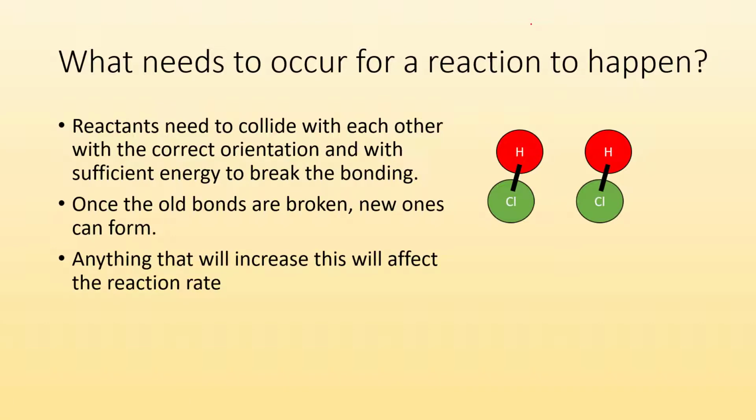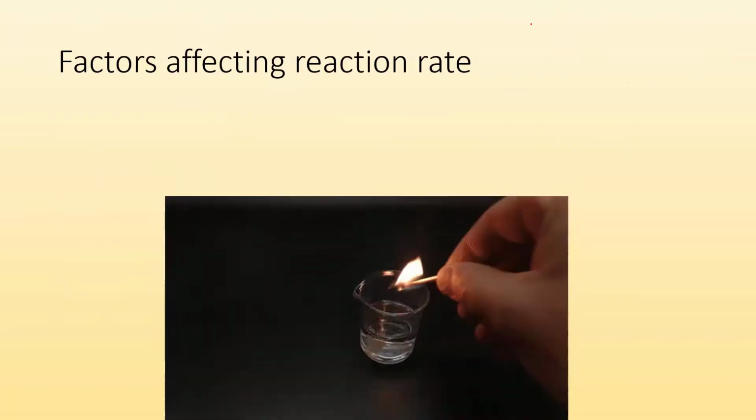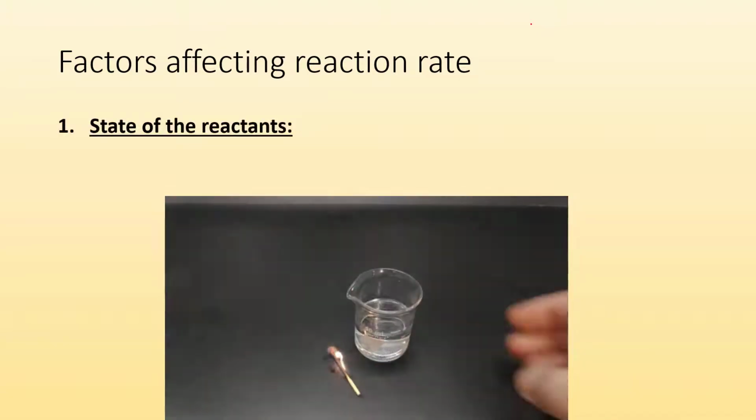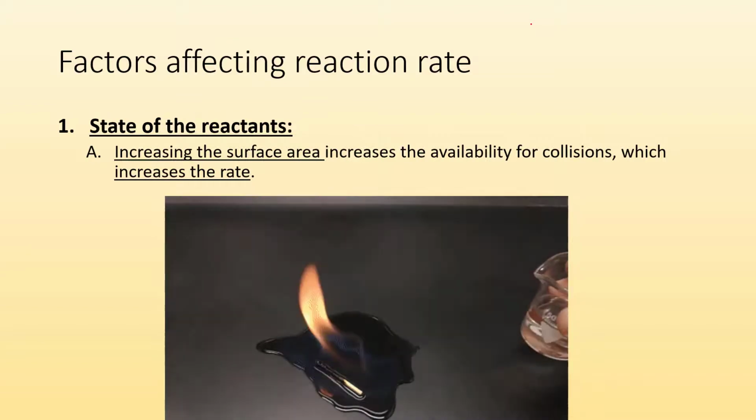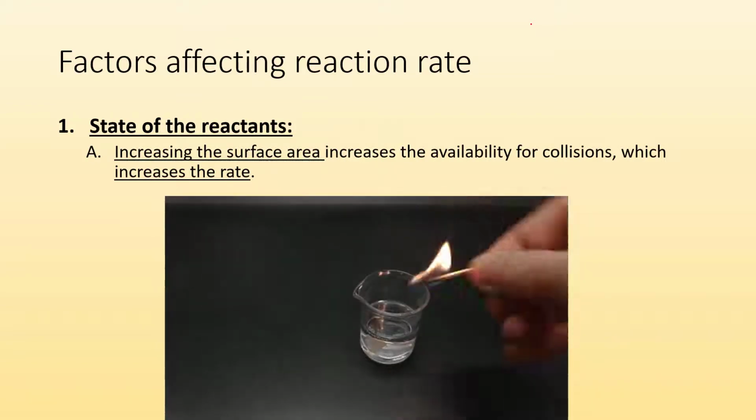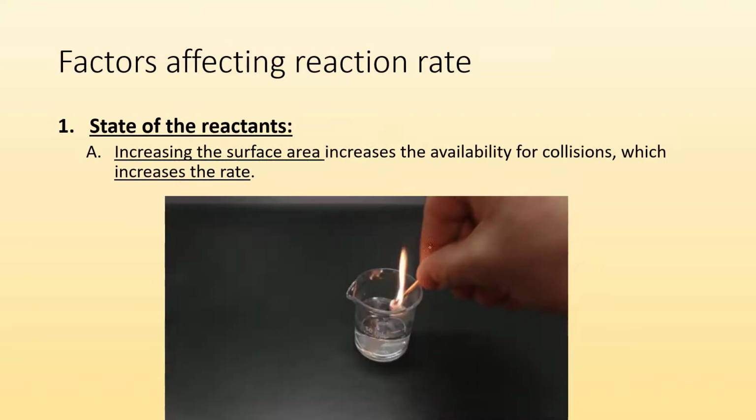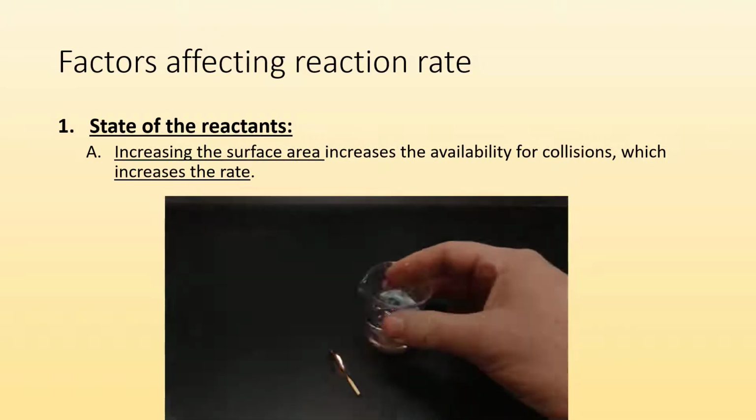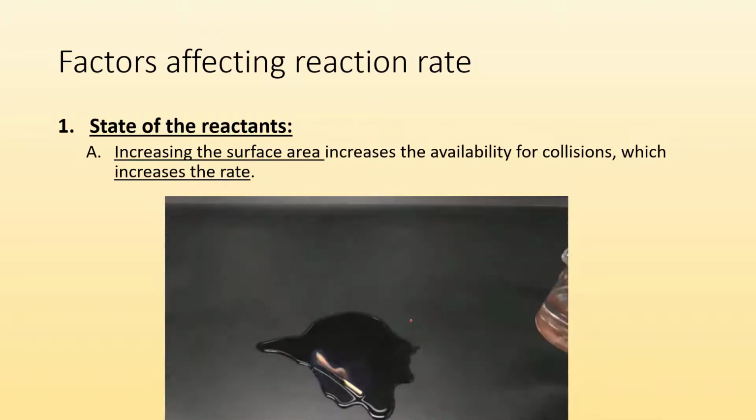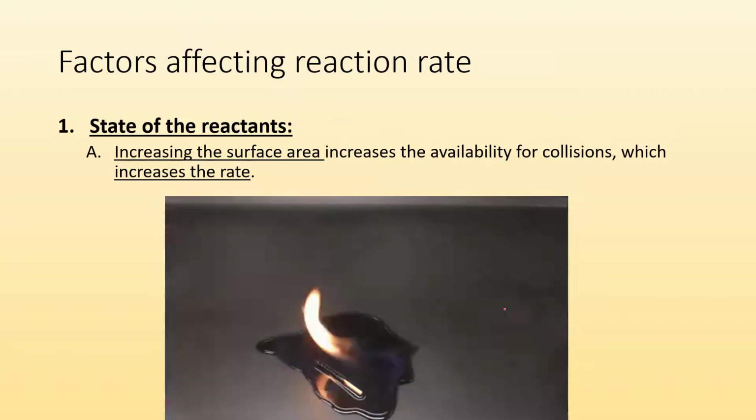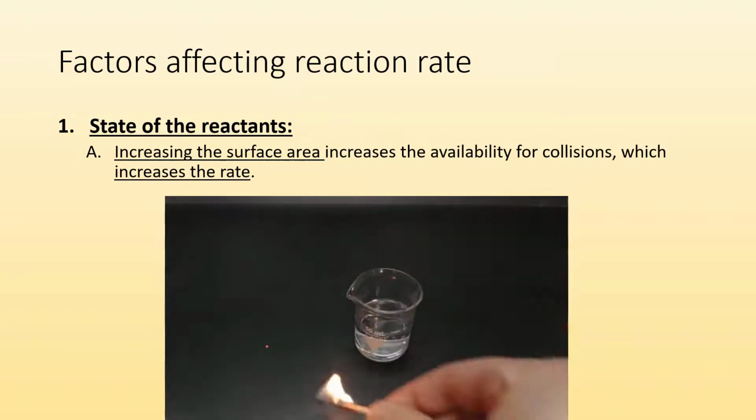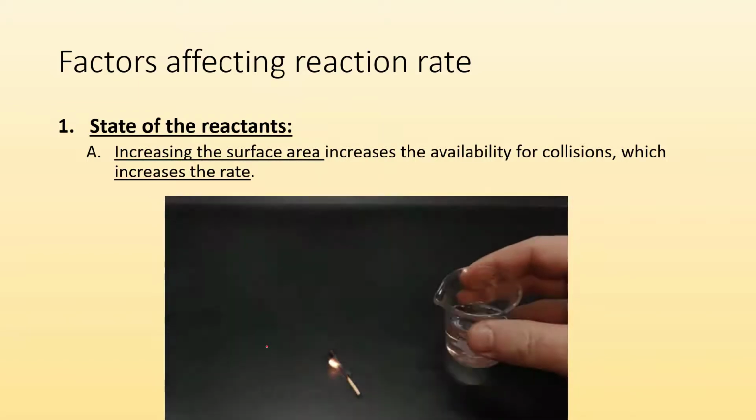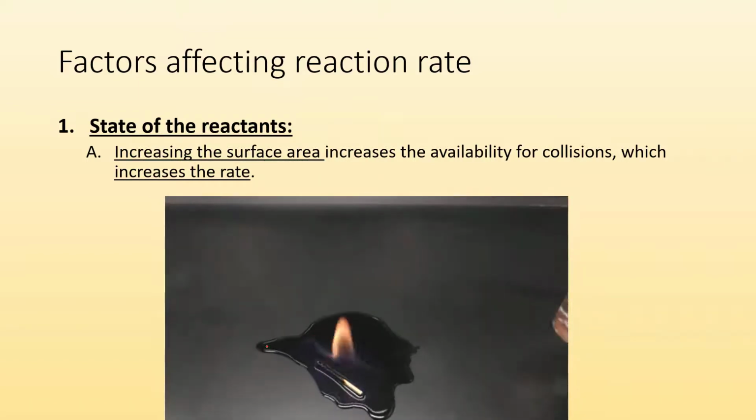So anything that will increase this will affect the reaction rate and speed it up. One thing you might want to consider is state of reactants. For example, increasing the surface area increases the availability for collisions, which increases the rate. So here in the little GIF, you can see trying to ignite this rubbing alcohol is really difficult in the beaker because there's a limited surface area. But when I pour it out, the surface area increases and it burns much more rapidly and readily. So there you go. You can see it.